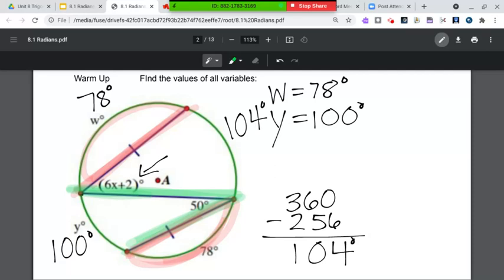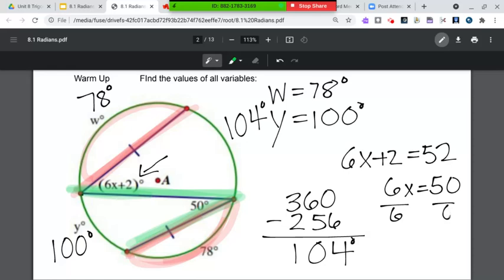52. So to find x, we're going to go 6x plus 2 equals 52. Subtract 2, 6x equals 50. Divide by 6. X equals, what is that, 25 thirds? We'll leave it like that. Divide 50 by 6, divide by 2 top and bottom, 25 thirds.